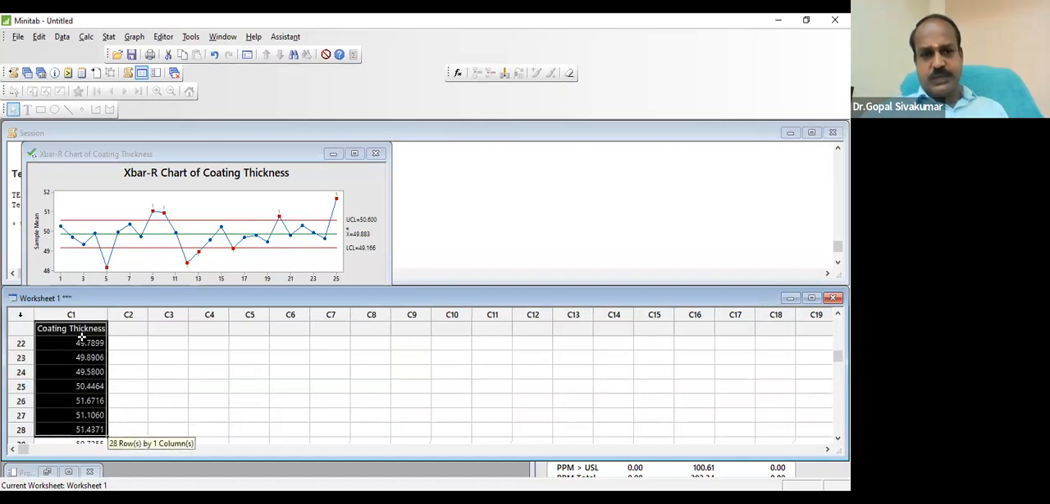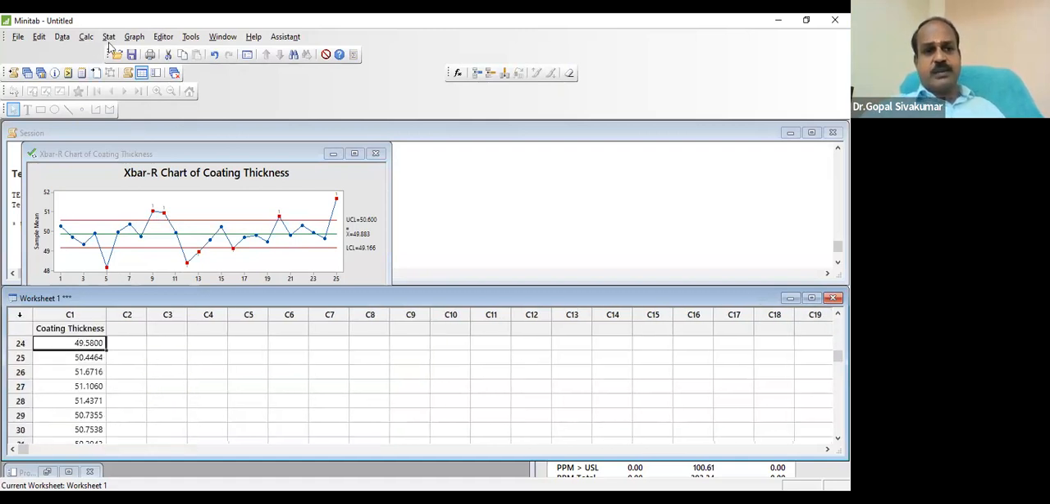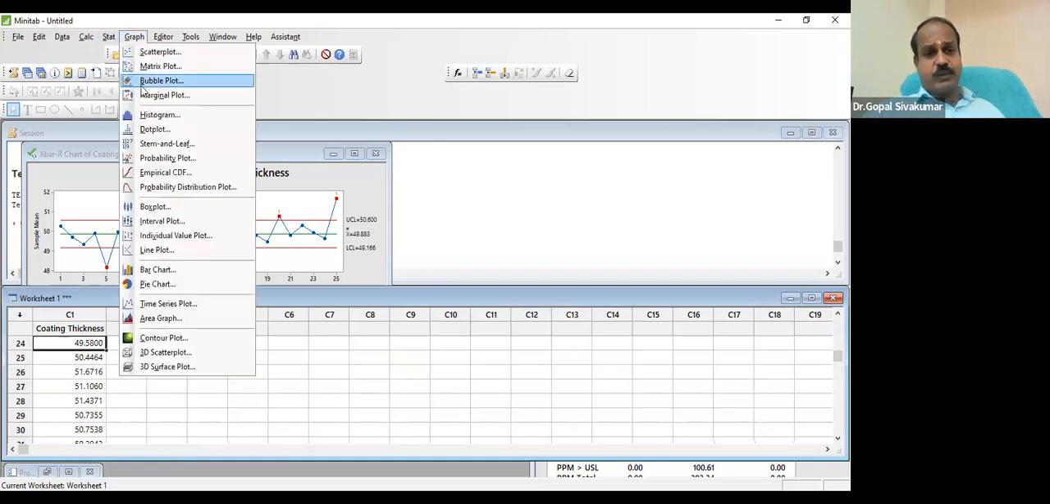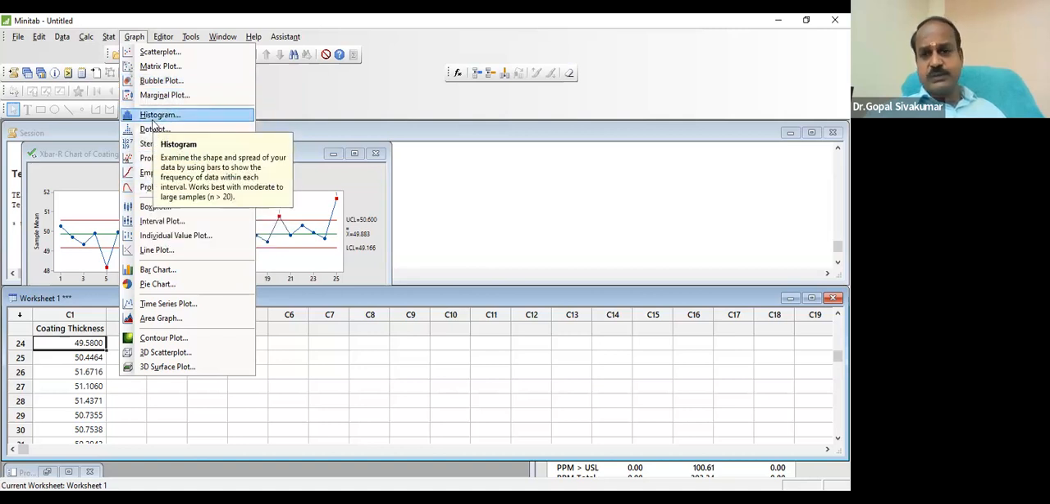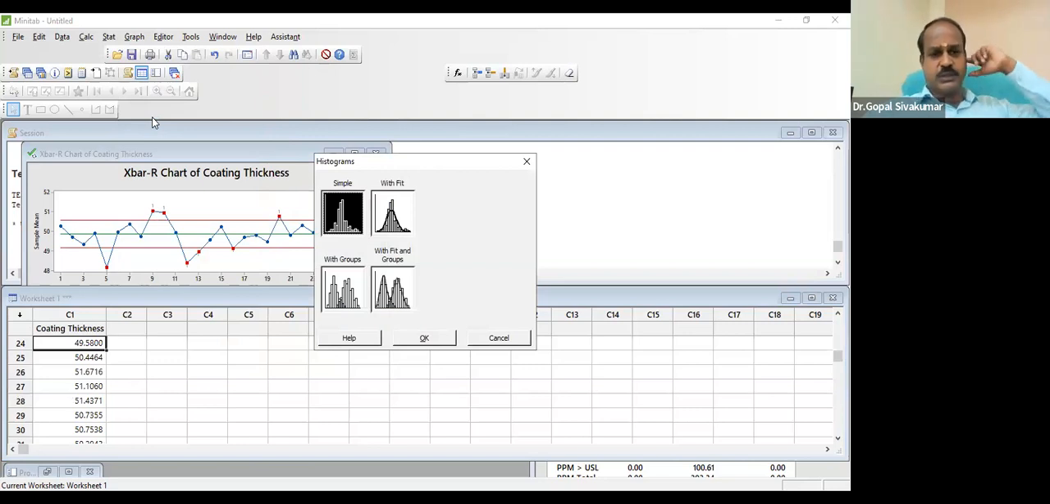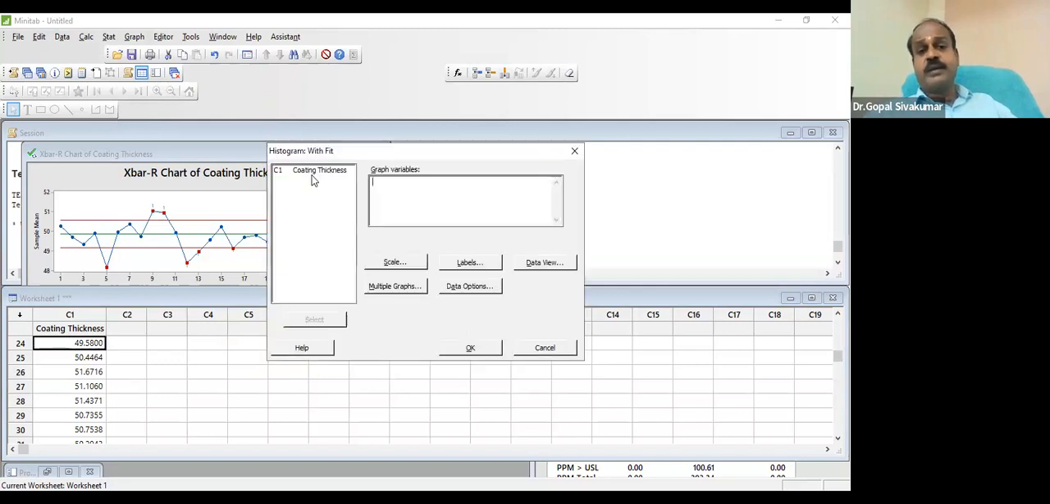Whatever data you use, that should be normal. You can check normality also by plotting a graph. What is the graph you can use to check the normality? It is in the list of 7QC tools, histogram. The purpose of histogram is to understand the distribution, how your data is distributed. You can use simple or you can use the one with the fit. Okay. And select this, give okay.